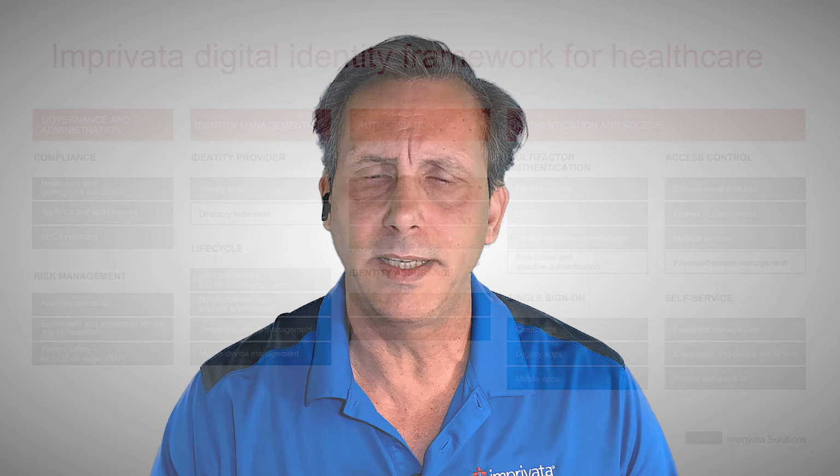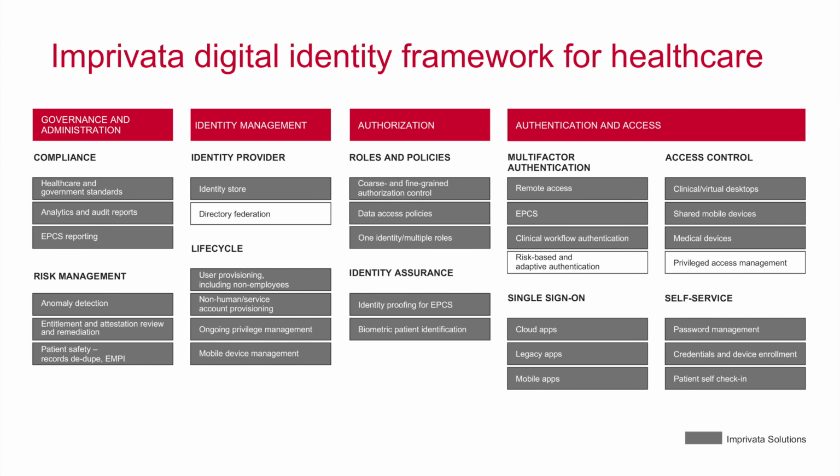Once we populate the entire digital identity framework with the Imprivata products, you can see that most of the capabilities that you need for your digital identity strategy are populated. And not just populated, we integrate these products at the warehouse so that when they arrive at your shipping dock, all you have to do is stand up a digital identity service, not pieces and parts.